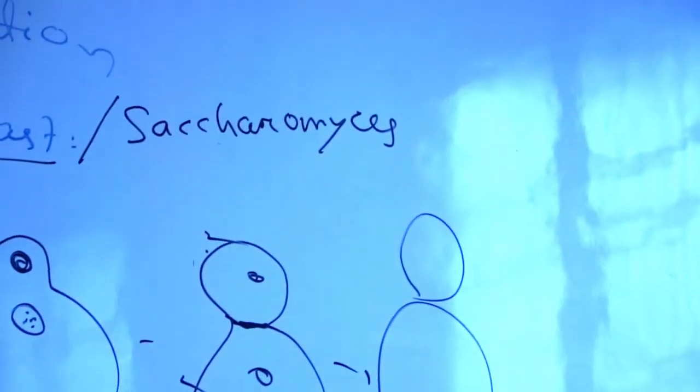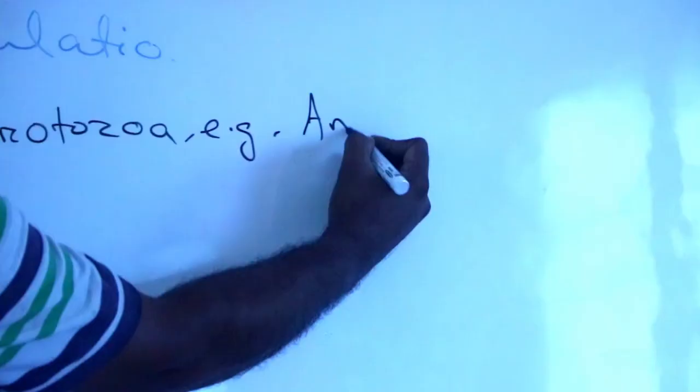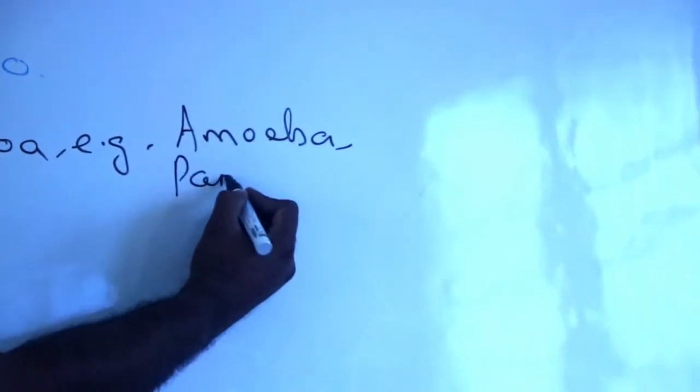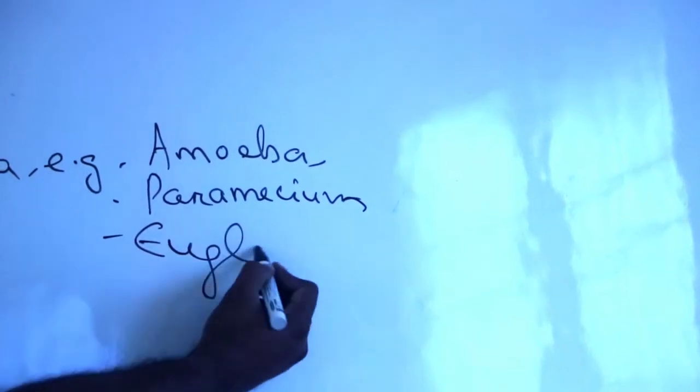Then let us discuss binary fission. It is one type of asexual reproduction. It is common in protozoa, such as Amoeba, Paramecium, Euglena, etc.